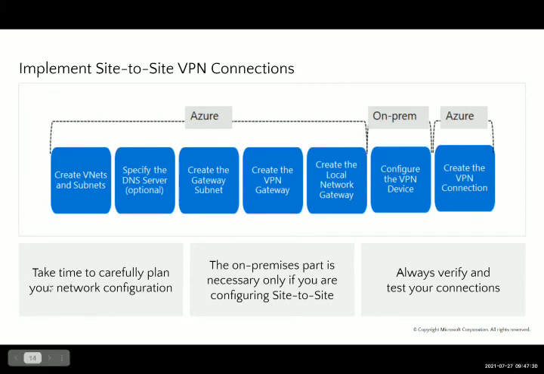Just read these three things actually. The first one: take time to carefully plan your network configuration. Why this? Because what kind of solution do you want? Do you want VPN, or do you want to go for ExpressRoute? Second, the on-premises part is necessary only if you configure site to site VPN, right? And last, always verify and test your connections. These are generic discussions; you can see from the chart itself, it's super clear.